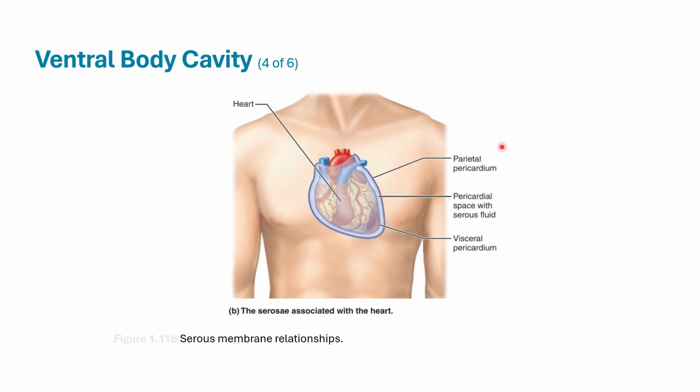Okay, so here's the parietal pericardium, this outer layer. The pericardial space, which is the inner layer, that's filled with the serous fluid. And then we have the visceral pericardium. This is the very inner layer of that, and that's what covers the surface of the heart.